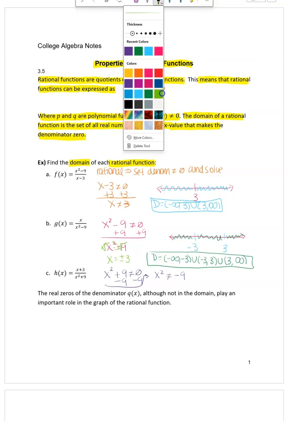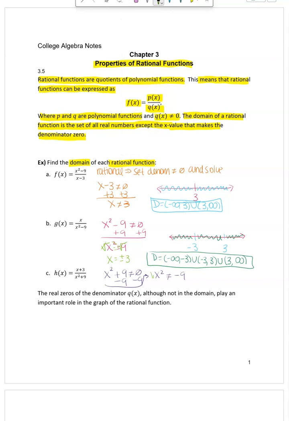Again, same trick: to get rid of the square, we take a square root. But now we have problems, because we have a negative underneath an even root. We know what that's going to do: it throws us into the imaginary realm. So this is going to be x equals plus or minus 3i.